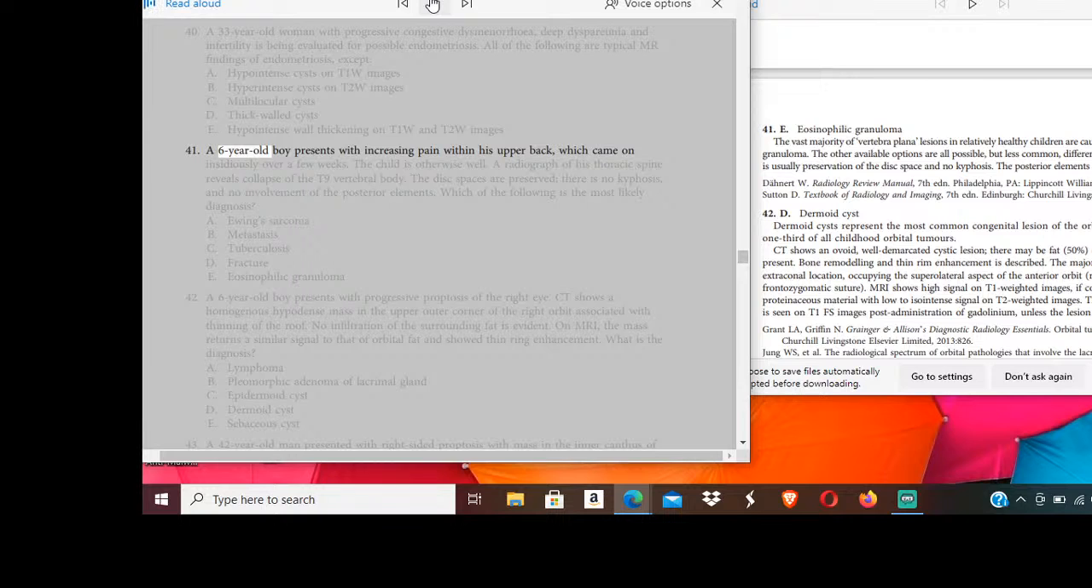41. A 6-year-old boy presents with increasing pain within his upper back, which came on insidiously over a few weeks. The child is otherwise well. A radiograph of his thoracic spine reveals collapse of the T9 vertebral body. The disc spaces are preserved, there is no kyphosis, and no involvement of the posterior elements. Which of the following is the most likely diagnosis? A. Ewing sarcoma. B. Metastasis. C. Tuberculosis. D. Fracture. E. Eosinophilic granuloma.